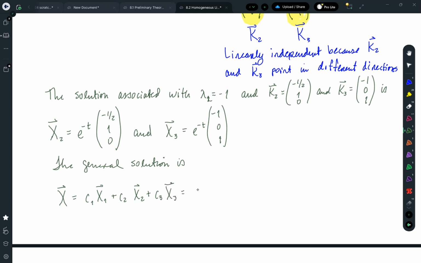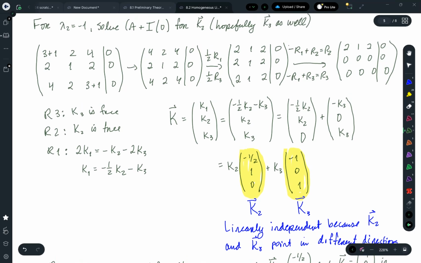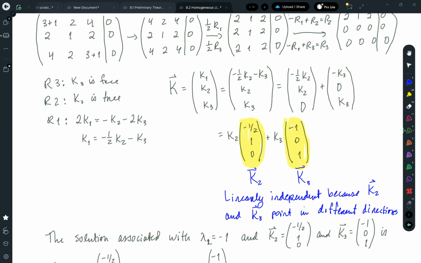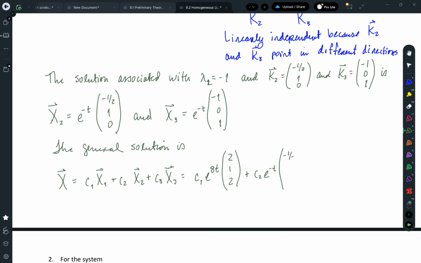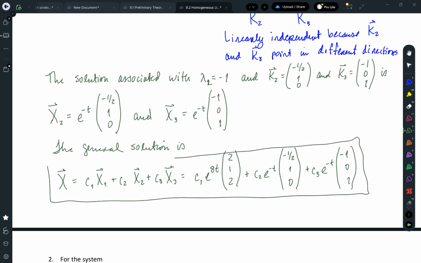So this will equal c1, and then we had an e to the 8t, and the eigenvector that we got from it was 2, 1, 2. And then we have plus c2 e to the minus t times negative 1/2, 1, 0. And then we have plus c3 e to the minus t times the last eigenvector, negative 1, 0, 1. And that's our final solution.